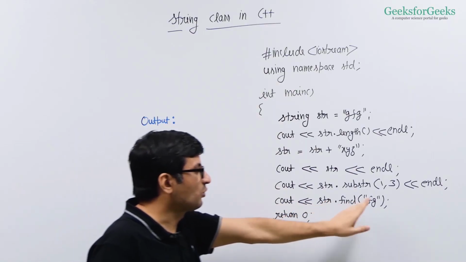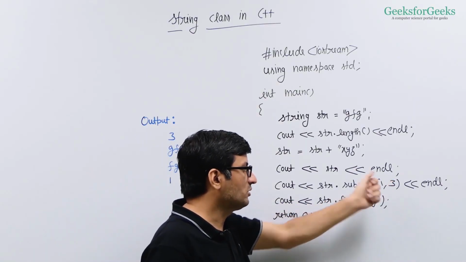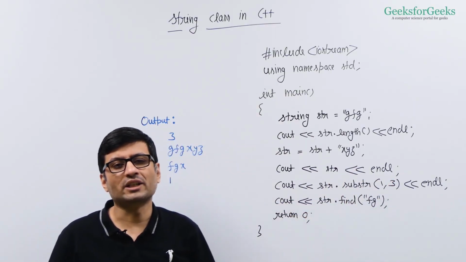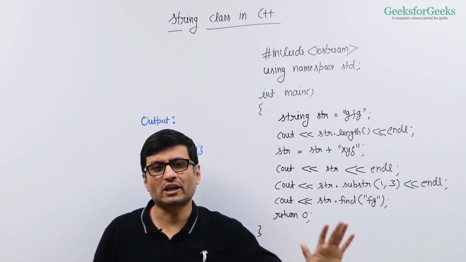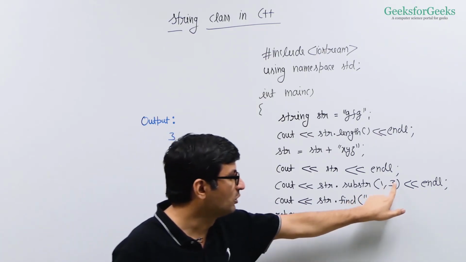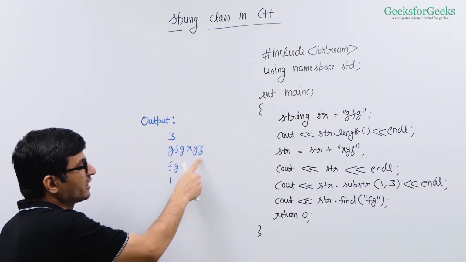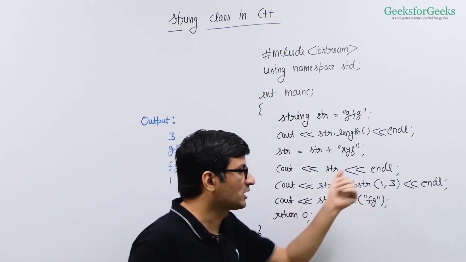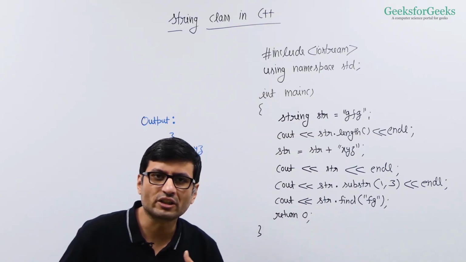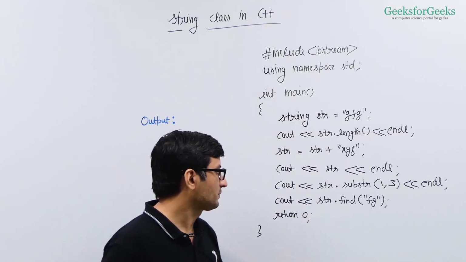The substr function can work with only one parameter also. In that case, it finds all the remaining characters after that index. So if I remove 3, I am going to get the output as fgxyz, because then there is no length specified, so it's going to consider until the end of the string.